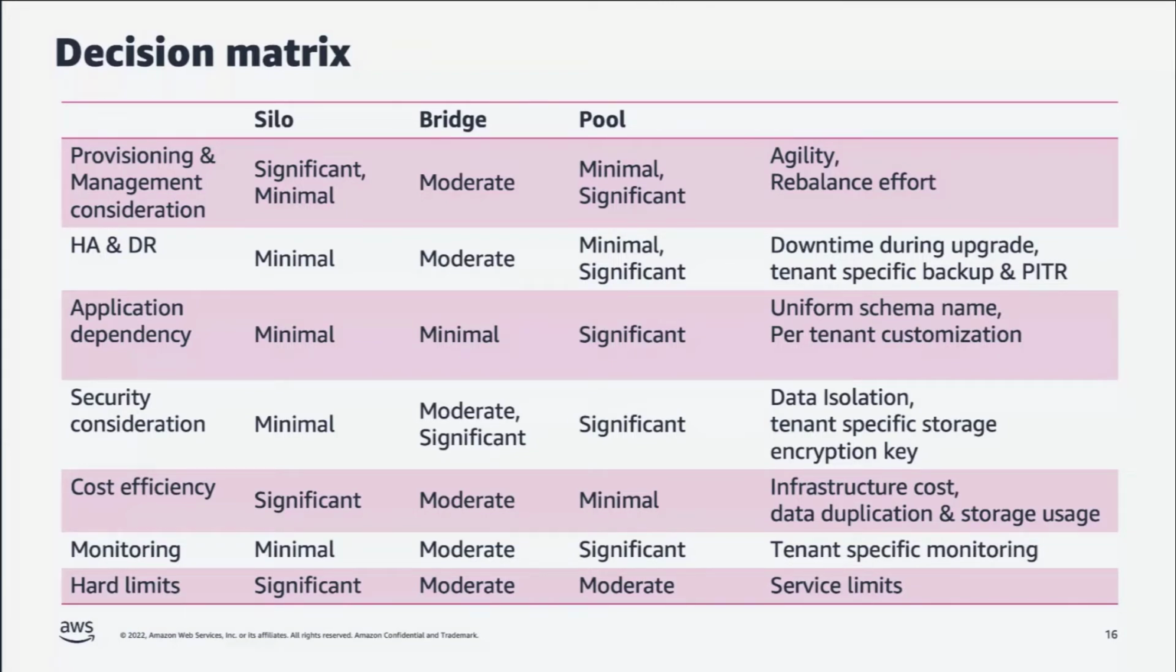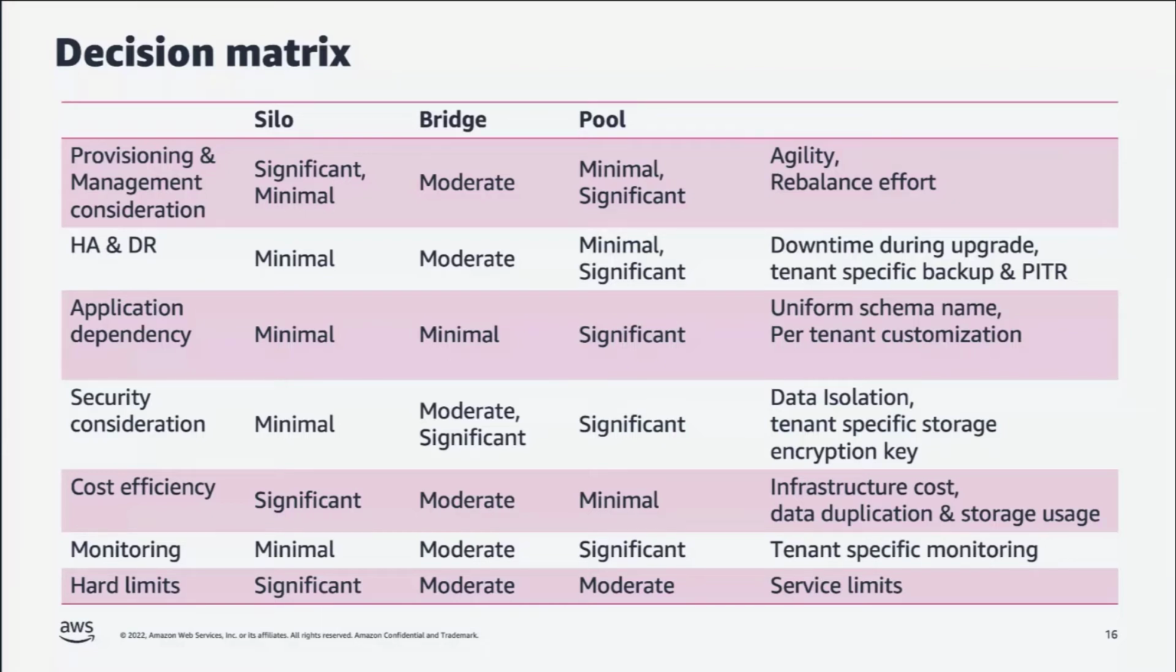And if you're planning to use database connection pooling and multiplexing, the silo model requires significant effort and is least efficient as no database connections are shared between the tenants. But tenants can use the maximum DB connections supported by your instance class.